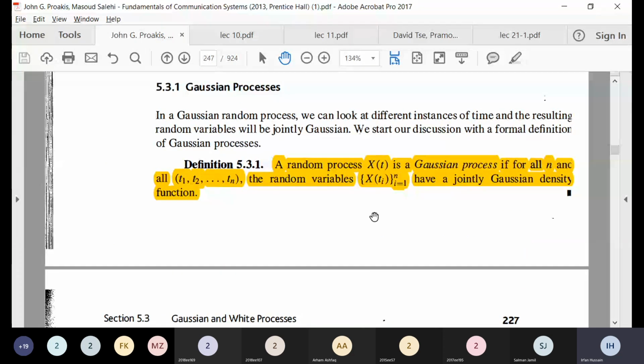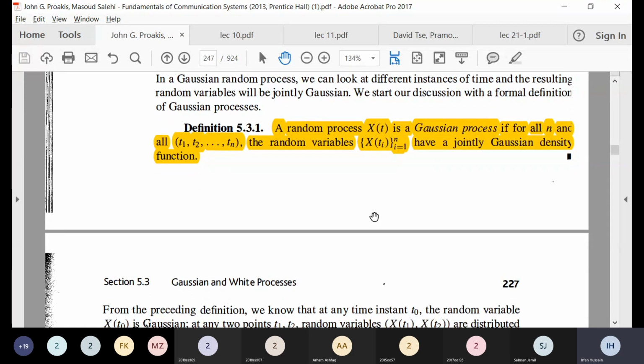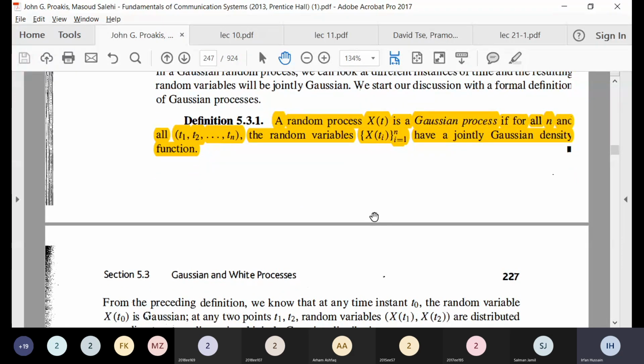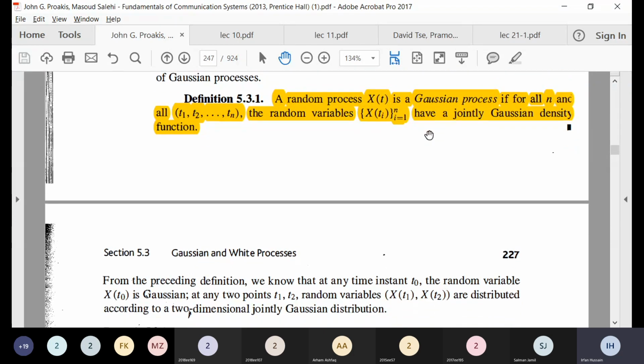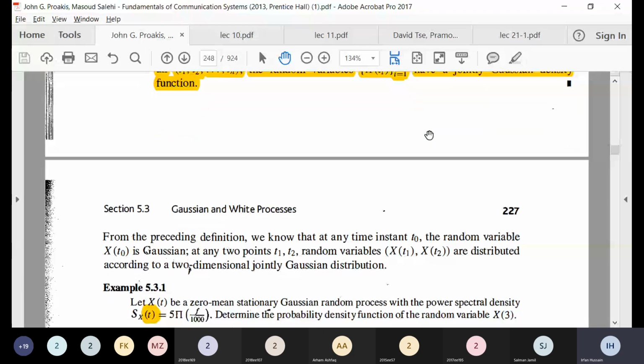So the definition can be understood now. If there is a Gaussian process, then at any time, if you sample the process, each random variable will be a Gaussian random variable, but all the random variables will also be jointly Gaussian. This means all these random variables have a joint Gaussian distribution, as we saw just before, a jointly Gaussian distribution of several random variables.